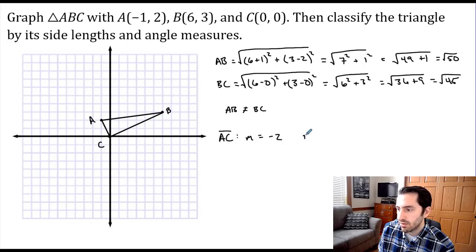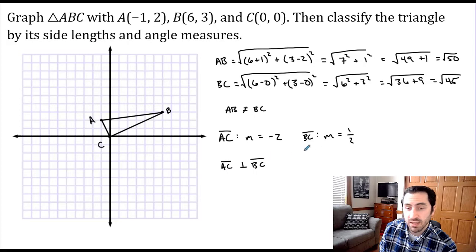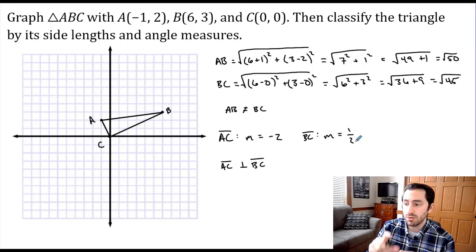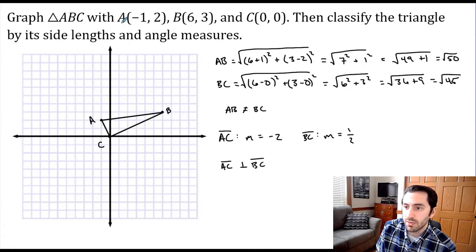And let's take a look at the slope of BC. So the slope here looks like we go up 1 over 2, up 1 over 2. So that is a slope of 1/2, which means that AC is perpendicular to BC. Since -2 and 1/2 are opposite reciprocals, one's positive, one's negative, and then the reciprocal piece, we flip that fraction. That means that these two segments are perpendicular, which is going to give us a right angle at C.